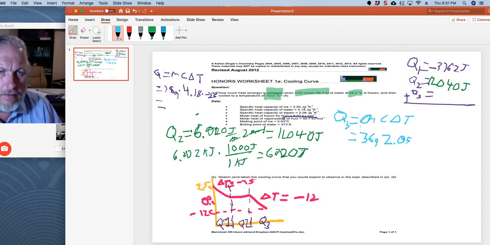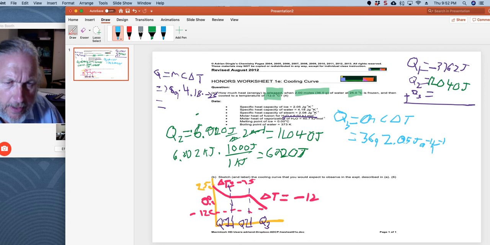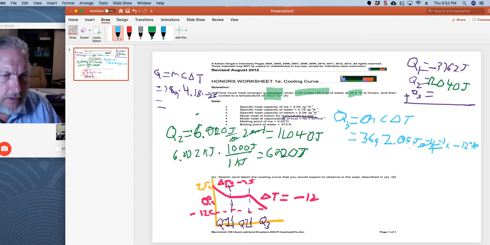2.05 joules per gram per K, C or K, it doesn't really matter, it's just a magnitude. And that was times minus 12 degrees. We'll say K. So now I can cancel out the K, and I can cancel out my grams. Again, that's the times right there.